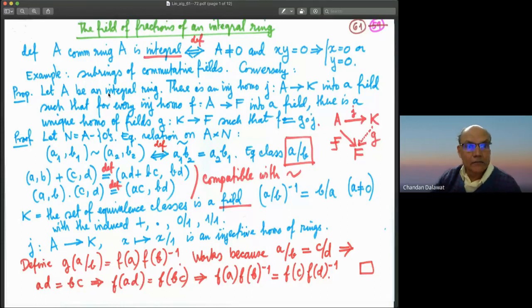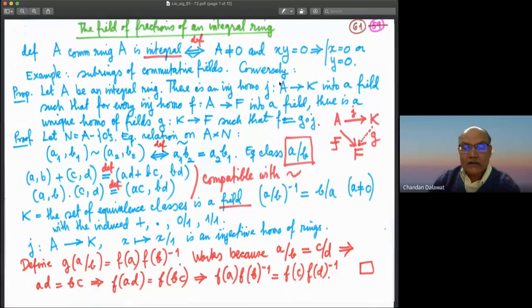Then 2 times 3 is 0, but 2 is not 0 and 3 is not 0 in that ring, right? So one basic example of integral rings is provided by subrings of commutative fields. For example, if you take any subring of Q, that ring is going to be integral. Z is just one example of a subring of Q. There are many others. They are all integral.